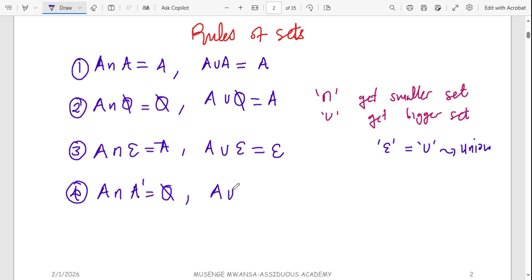But if you get a set union its complement, now union means that you are combining. You are combining what is outside with what is inside, and that will give you the universal set. Okay?